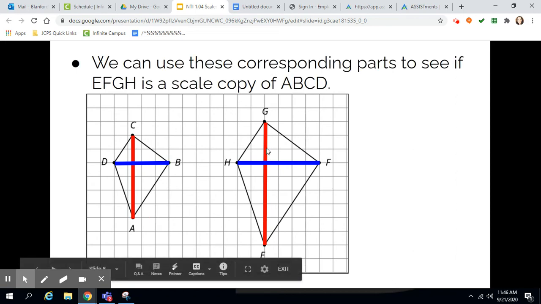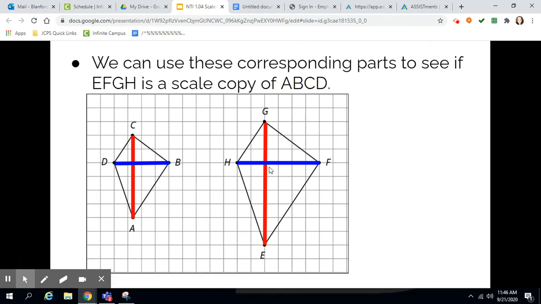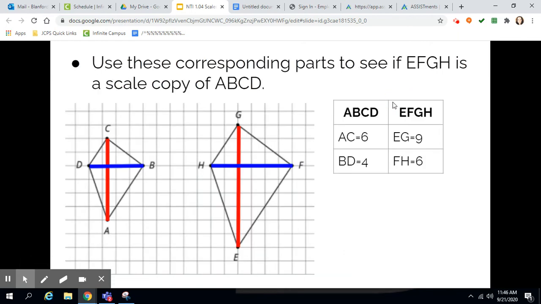Notice I have highlighted both red are the corresponding parts, and then the blues are the corresponding parts. So we're going to use this table to help us see if EFGH is a scale copy of ABCD.